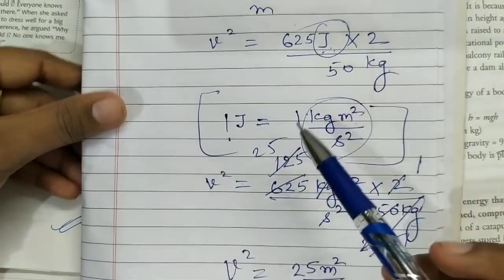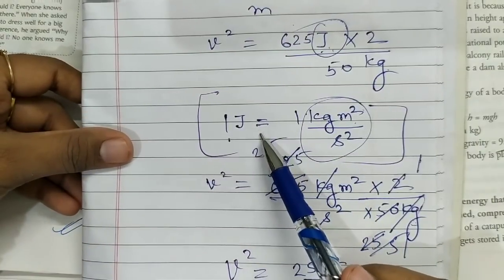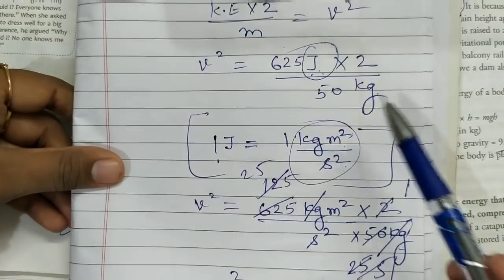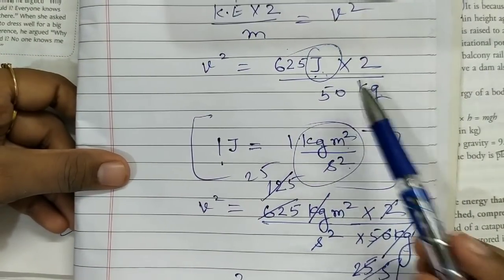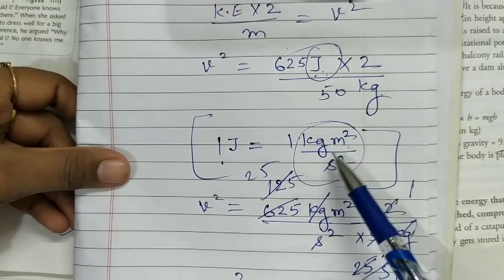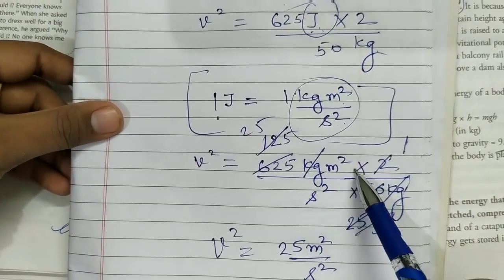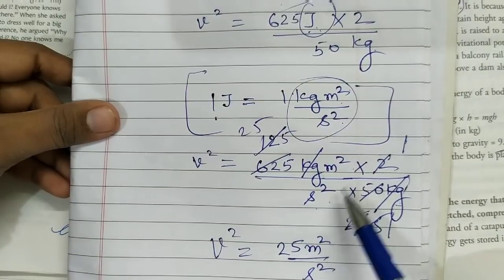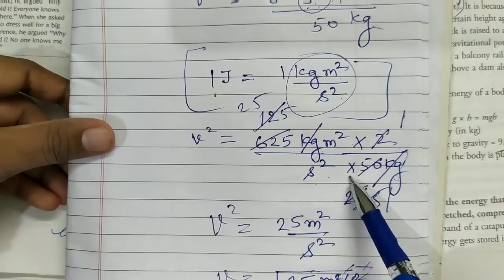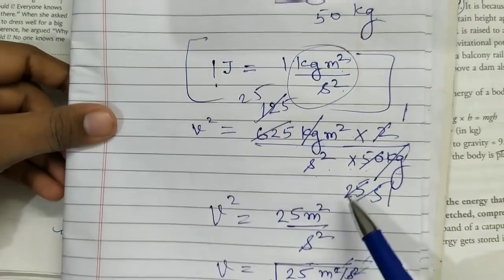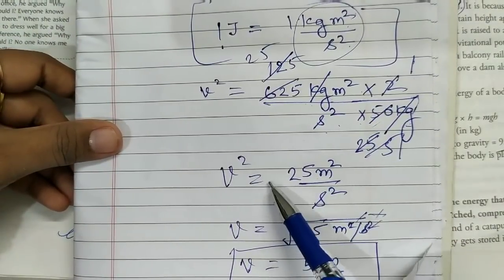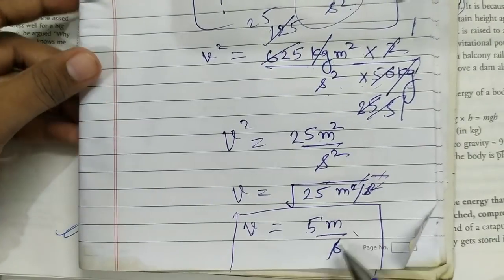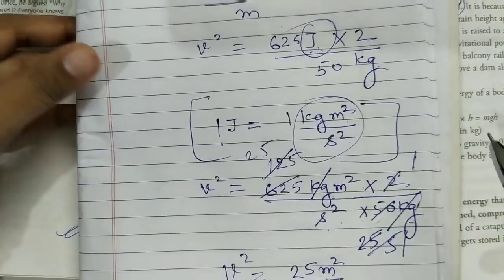You should know, children, that 1 joule is equals to 1 kg meter square upon per second square, because in the exam also you need to solve units. So in place of joule in the formula we will put kg meter square per second square. 625 kg meter square per second square into 2 into 50 kg, kg gets cut. After solving, we were left with v square is equals to 25 meter square upon second square. Under root solved, 5 meter per second.